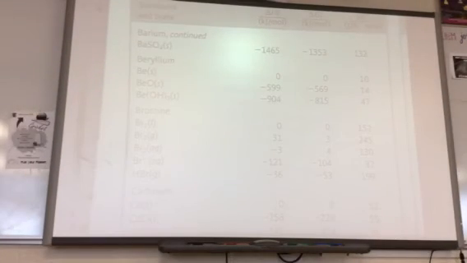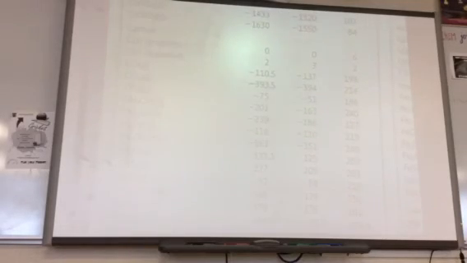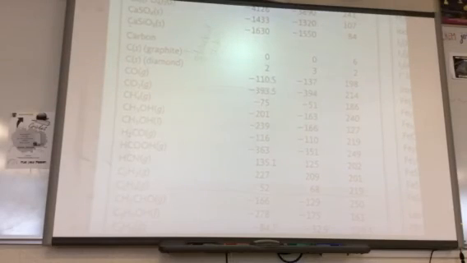Let's take a look at the diamond. Can you find it? Diamond has an entropy of 2. That's pretty close to 0. What about graphite? Yeah, graphite is very orderly too.